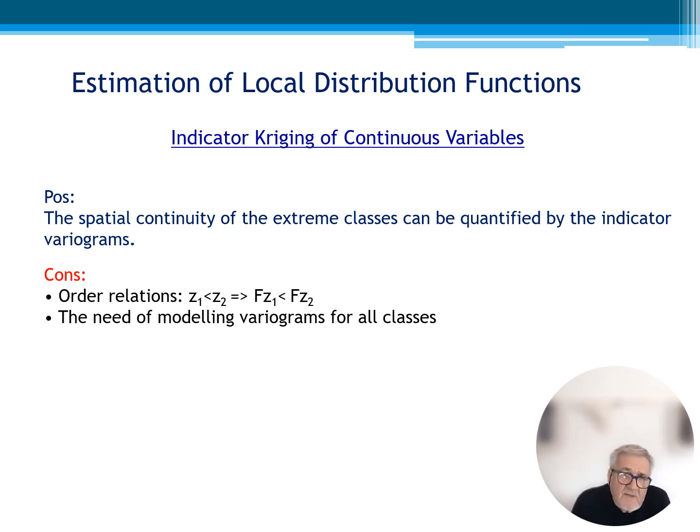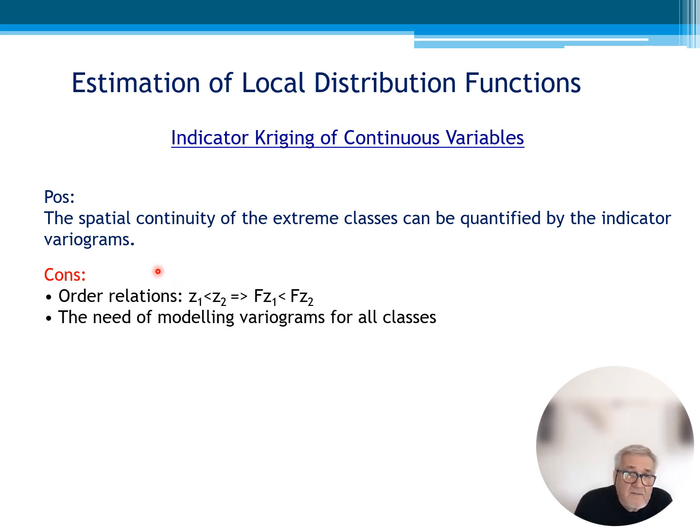What are the advantages of this method? The main advantage is that the spatial continuity of extreme values can be quantified by the indicator variograms. As you calculate the variograms for each class, we guarantee that the spatial patterns, when you have a high continuity, which is not very common in extreme values, are reproduced.